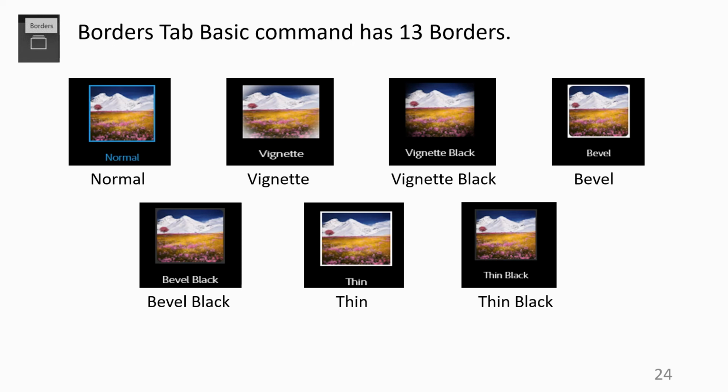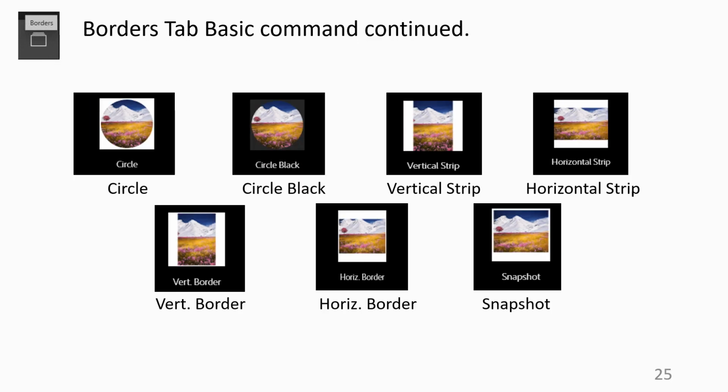Borders tab basic command has 13 borders: normal, vignette, vignette black, bevel, bevel black, thin, thin black. Borders tab basic command continued: circle, circle black, vertical stripe, horizontal stripe, vertical border, horizontal border, snapshot.